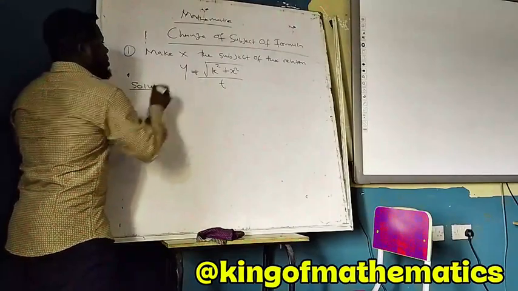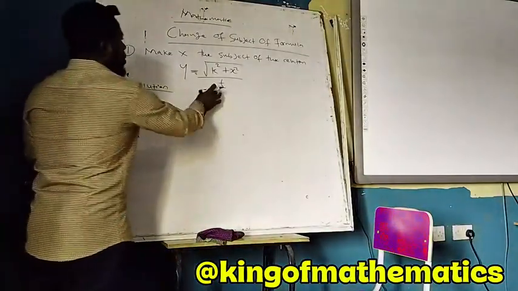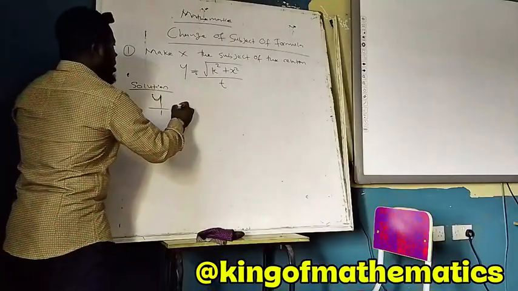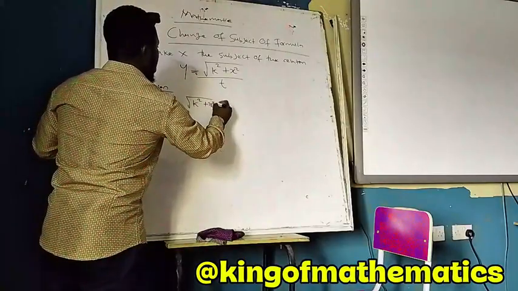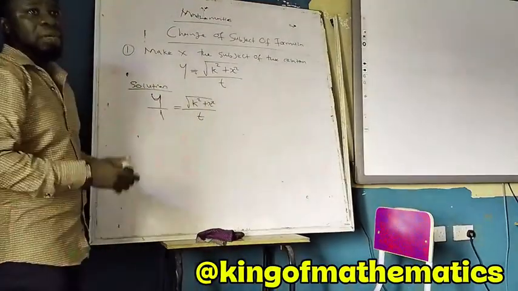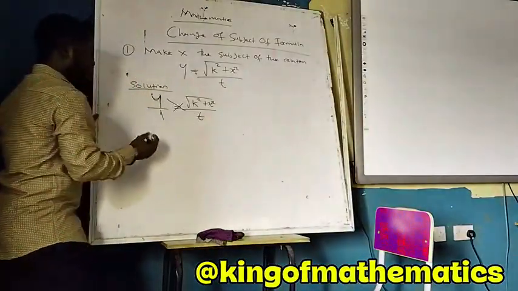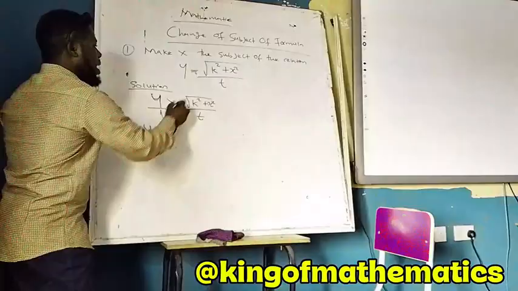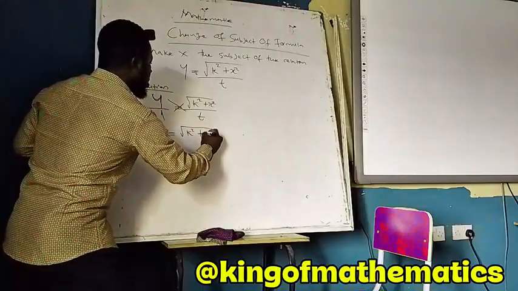Please, if there's any place that you don't understand, kindly ask your question. So the first thing you do from here, let's write it in fraction form. So we say y over 1 equals square root of k squared plus x squared all over t. So it's now in fraction form. If you have ordinary y, it's still like y over 1. You can still say 1 times y. So you cross multiply. So from here, y times t will give us yt. And from here, 1 times this will give us root of k squared plus x squared.